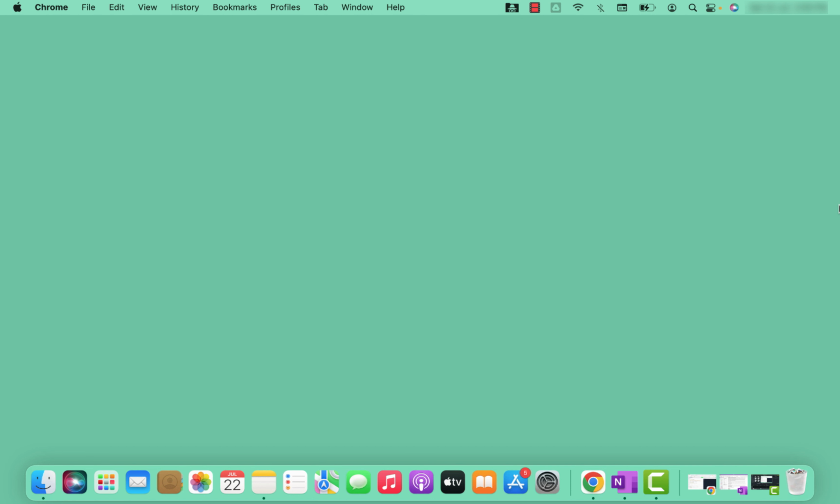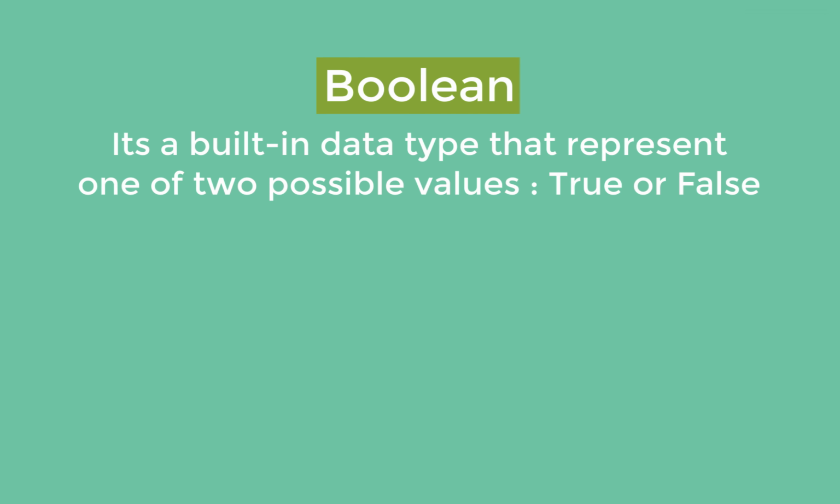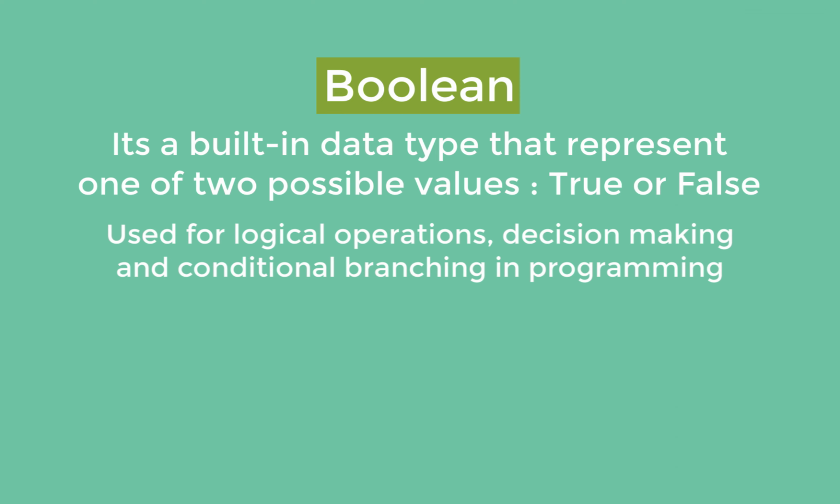In this one, we are going to discuss another data type, that is Boolean data type. In Python, the Boolean data type is a built-in data type that represents one of two possible values, that is true or false. Booleans are primarily used for logical operations, decision making, and conditional branching in programming. They play a crucial role in controlling the flow of a program by determining which block of code should be executed based on certain conditions.